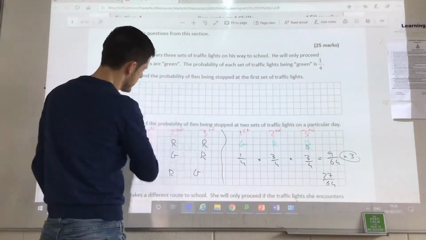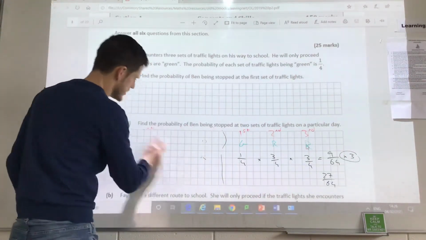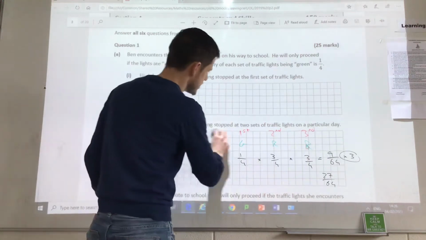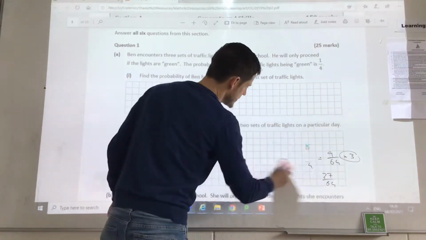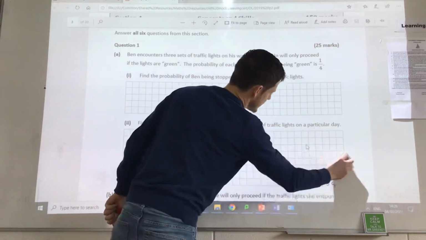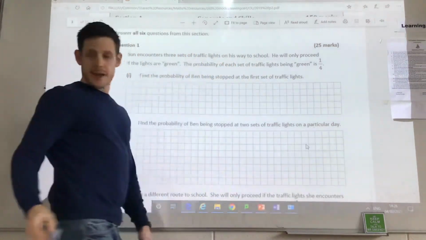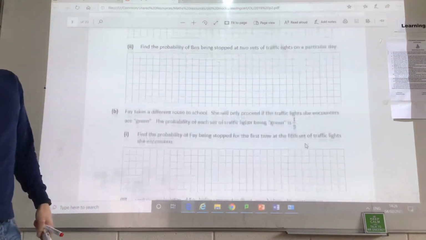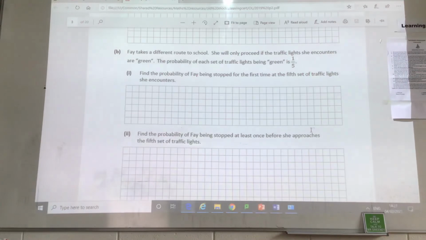Let's have a look at part B now. So part B is a similar enough situation. It deals with different students going to school, but this time the probability is slightly different. It's 1/5 to hit a green, and there's 5 sets of traffic lights. So Faye takes a different route to school. She'll only proceed if the traffic lights she encounters are green. The probability being set is 1/5. Find the probability of Faye being stopped for the first time on the 5th set of traffic lights.